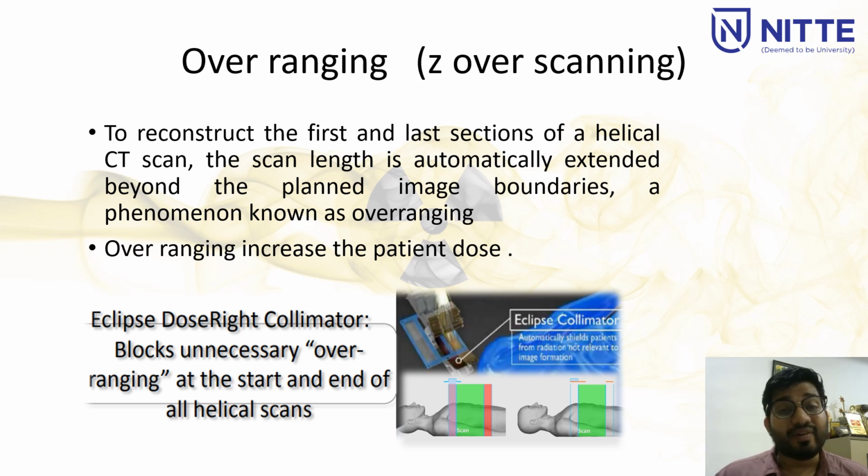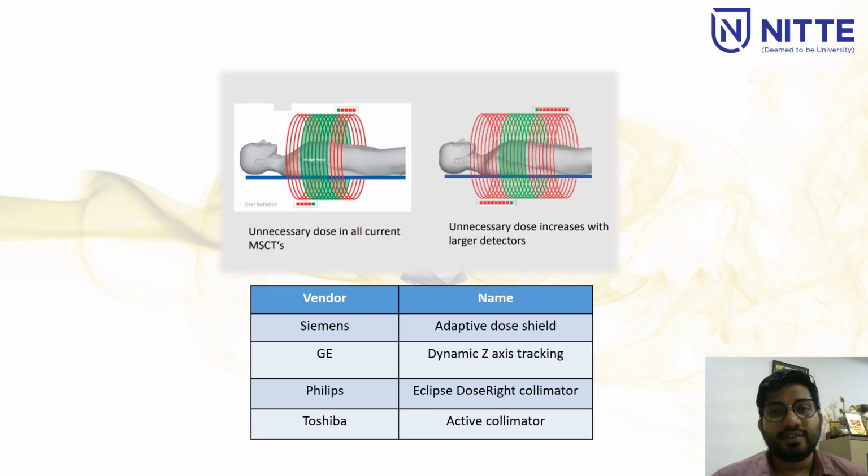Nowadays every vendor is providing different collimators, meaning the same collimators but with different names. Each vendor has different technologies. So Eclipse dose right collimator blocks unnecessary overranging at the start and end of all helical scans. So the vendor Philips is calling it Eclipse dose right collimator. Siemens, GE and Toshiba are using adaptive dose shield, dynamic z-axis tracking and active collimator respectively. So with different names but the purpose is one.